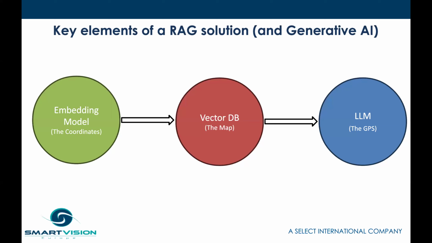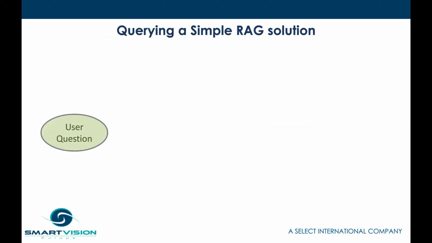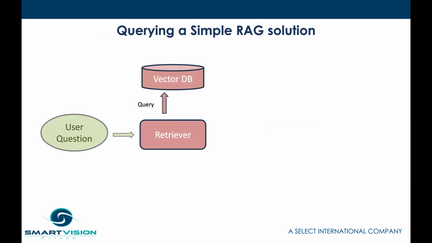Okay, so when we come to querying a vector database, when we use something like ChatGPT or a really simple RAG solution, we're asking a question, and that's being submitted to something called a retriever. I'm mentioning this mainly because you may see reference to the retriever in some of the documentation and in some of the interfaces that we're going to show later on. The retriever is really just the query system, and it goes off and queries the vector database, this map, if you like.